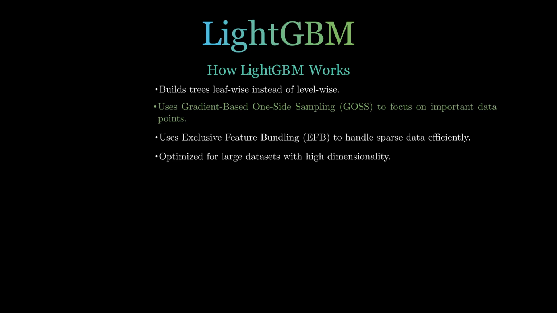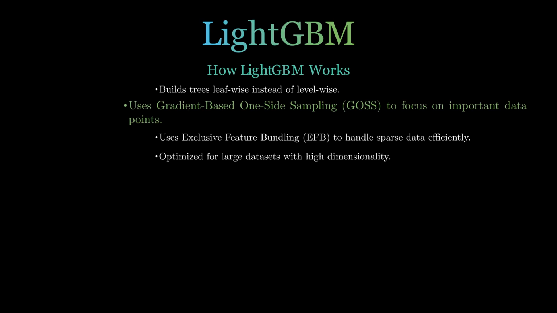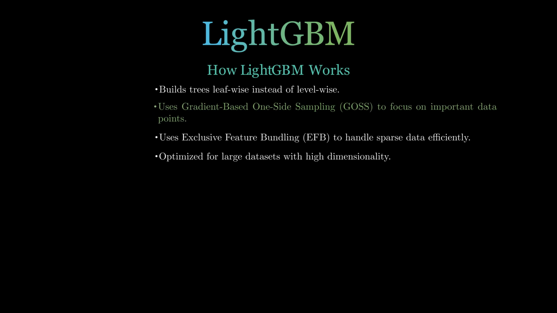Gradient-based one-side sampling, or GOSS, keeps data points with large gradients and randomly samples those with small gradients. This reduces computational cost while maintaining accuracy.